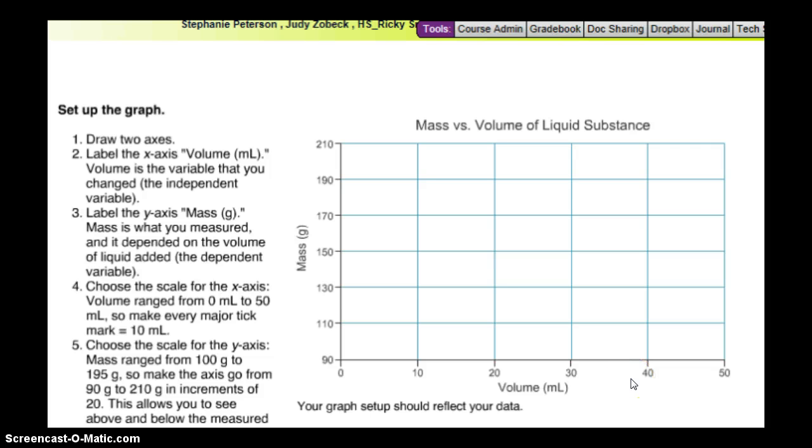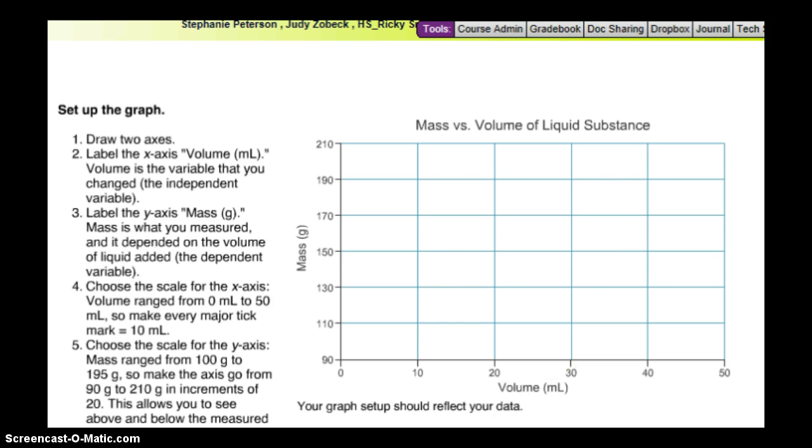Volume is the variable that you changed, so the independent variable that I changed. Label the y-axis mass in grams. Mass is what you measured and is dependent on the volume of liquid added. So it's the dependent variable. So how much the mass was depended on how much liquid you added. Choose the scale for the x-axis.